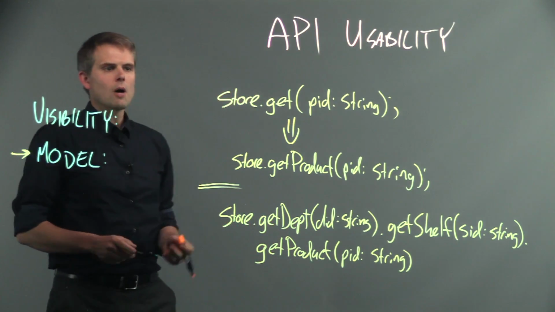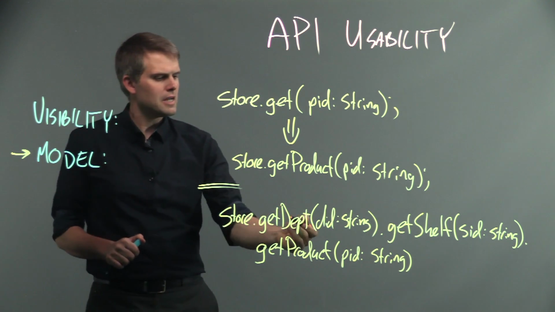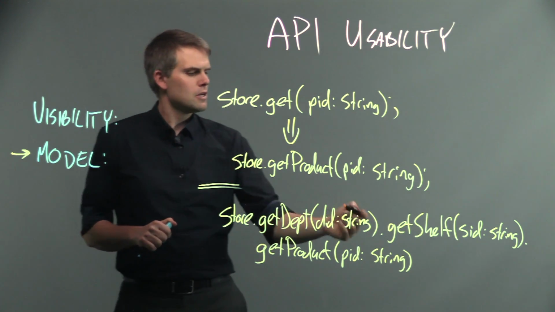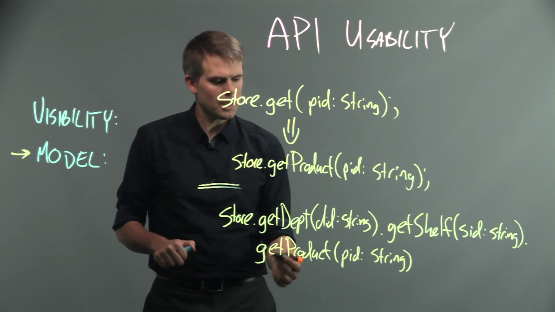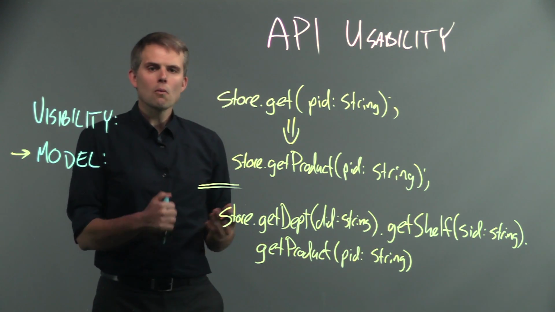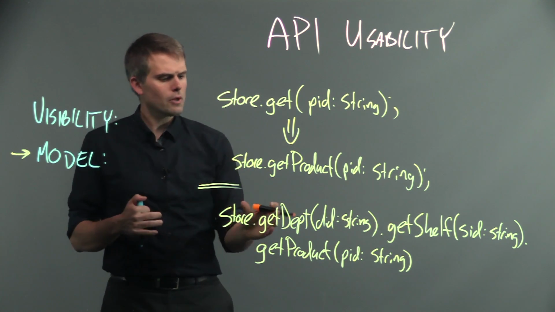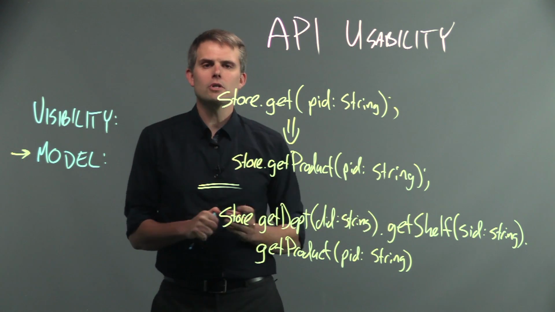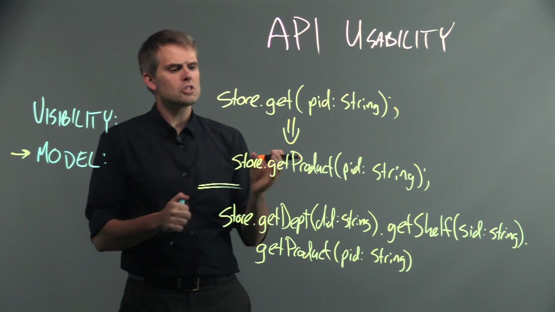All right, so this is quite complicated, right? So we have store.getDepartment with a department ID, .getShelf with a shelf ID, .getProduct with a product ID. But if we think about what the developer wants to do, they don't care about the department, and they also don't care about the shelf. What they want to do is just get the product, right?